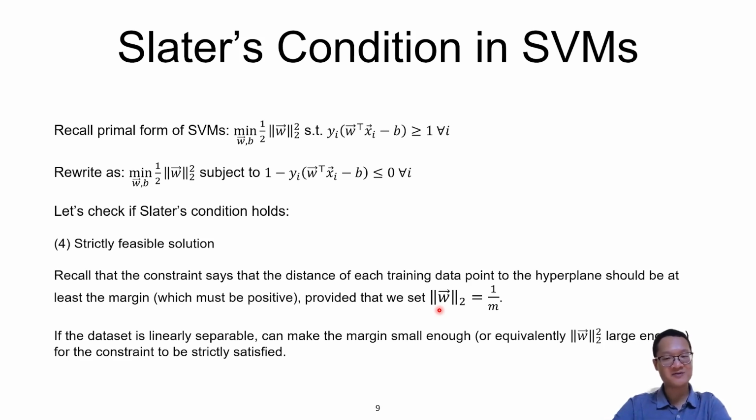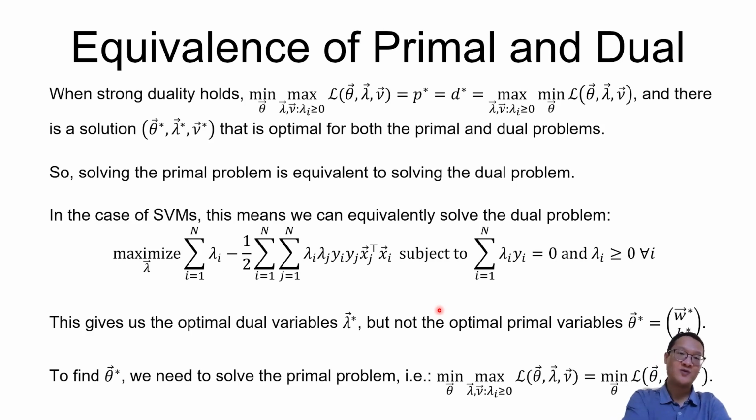Okay, so then that shows that the fourth of Slater's conditions is also satisfied, and therefore we have strong duality, and therefore the equivalence of primal and dual problems. So this is written down mathematically over here. We can either do min over theta, max over lambda and nu of the generalized Lagrangian, which is the primal problem. It equals P star. That is actually equal to D star, which is equal to the same thing with the max and the min flipped around.